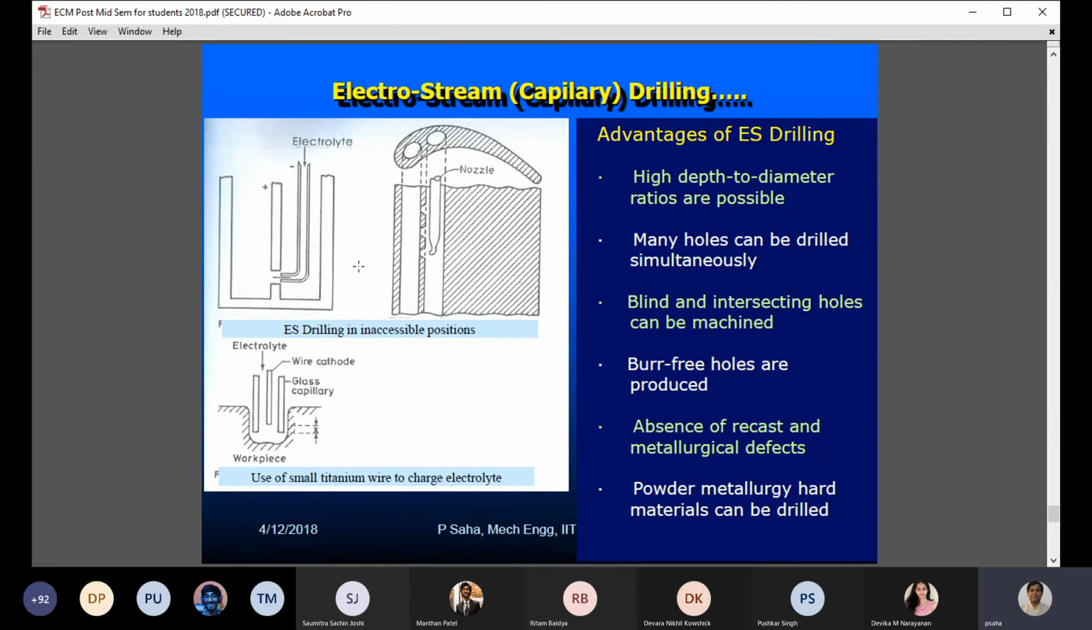Or sometimes, by improvising the tube, I have a small tube through which I pass the wire, and suppose the wire is like this.